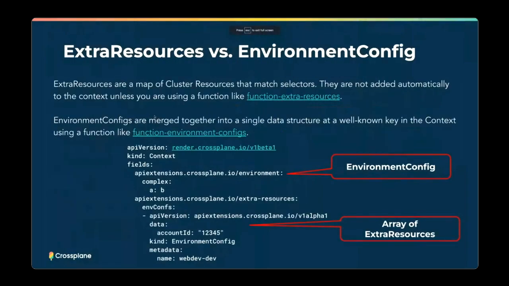Okay, it's basically, again, just reiterating what I said before, the different ways in which the context of the function gets populated. This is environment config, this comes from function environment configs, or the context via the CLI, and then this is the extra resources that is populating this.